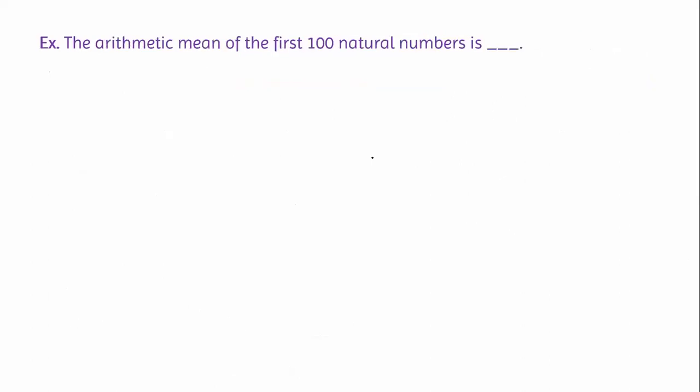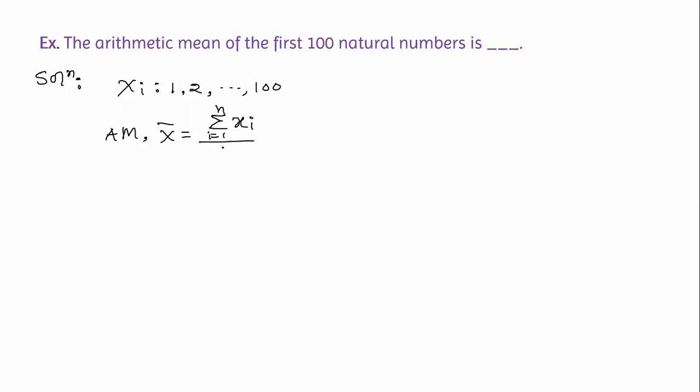The arithmetic mean of the first 100 natural numbers is, quickly, so here we have raw data. Obviously primary data, raw data, and the observations. These are the values. X1 is nothing but 1, X2 is 2, and as such the last observation is 100. So obviously the arithmetic mean, that is x bar, our formula is summation xi, running from 1 to n, upon n.